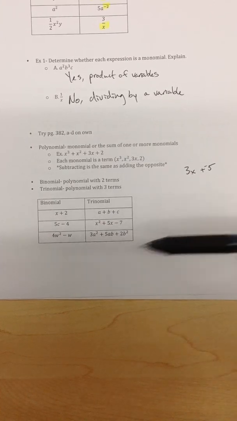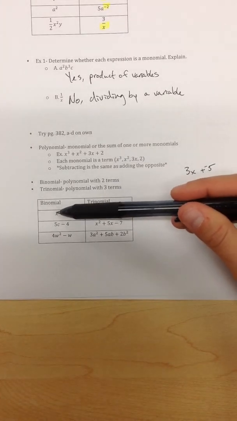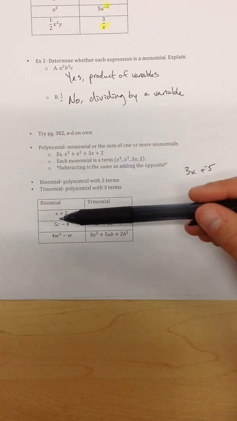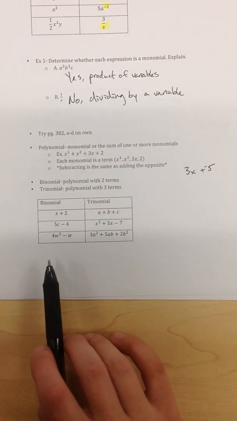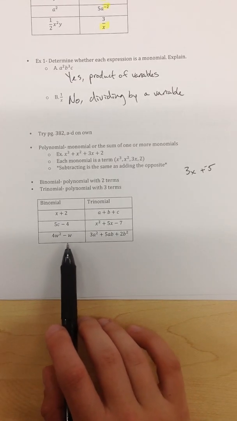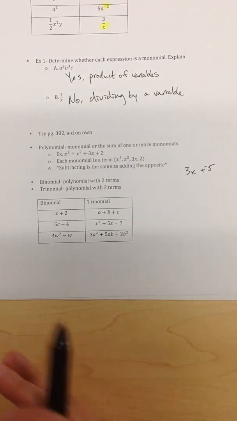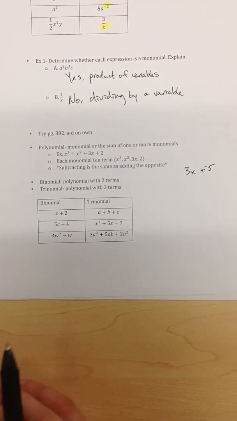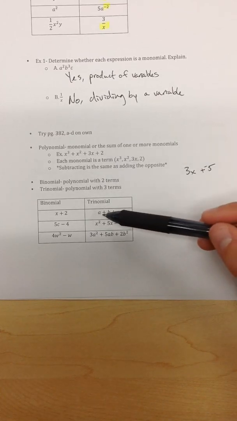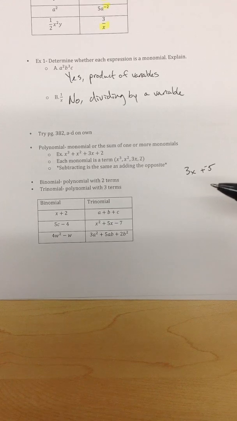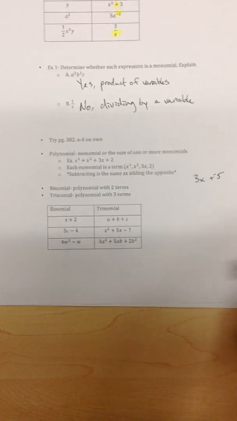So binomials are 2 terms put together. So x plus 2 would be a binomial. 5c minus 4, so basically being split by that subtraction sign, and then 4w squared minus w, those are all binomials because you've got 2 terms split by either a subtraction sign or an addition sign. Then with our trinomials, basically we have 3 things being split by those addition or subtraction signs. So we've got our different terms there, all being split by either a plus sign or a minus sign. Okay. Next page here.